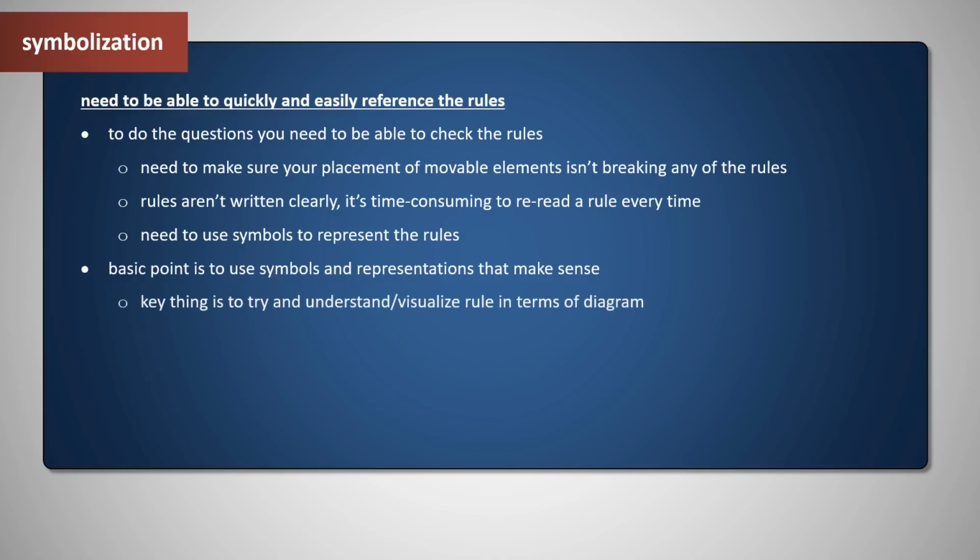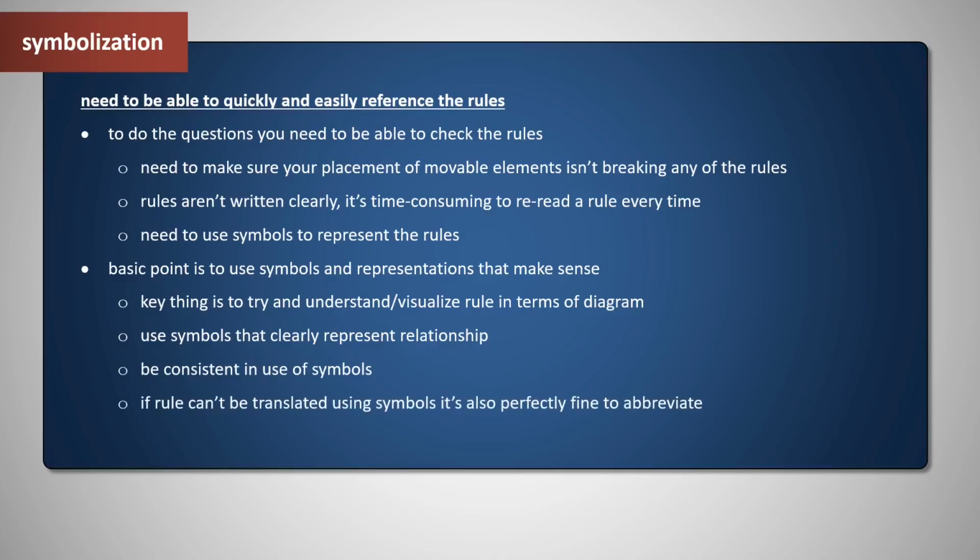And the key thing is to try and understand or visualize the rule in terms of the diagram. Every time you read it, ask yourself, what does this mean in terms of the diagram that I'm drawing? So not, how many runners, which runner is in which place, but which letter goes in which slot, for example. And what you want to do is use symbols that clearly represent those relationships. So be consistent in that use of symbols. And if a rule can't be translated using symbols, it's perfectly fine just to abbreviate it.